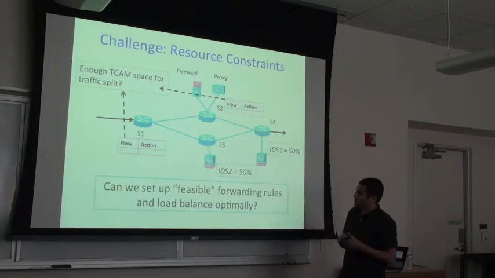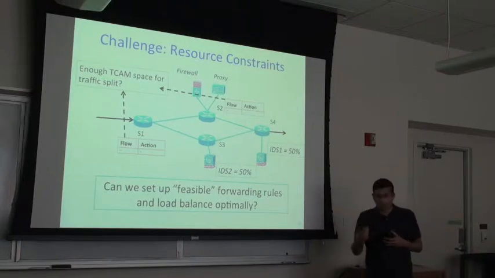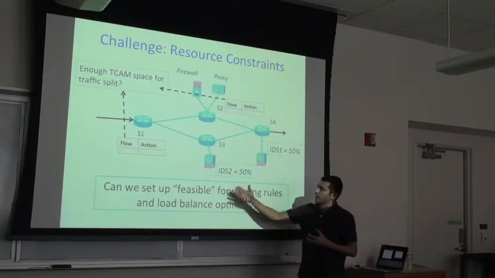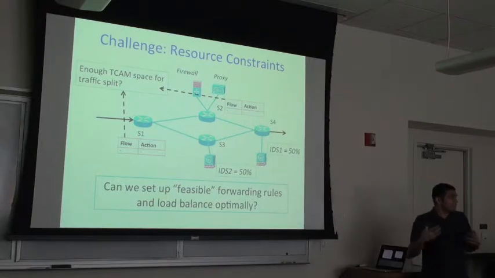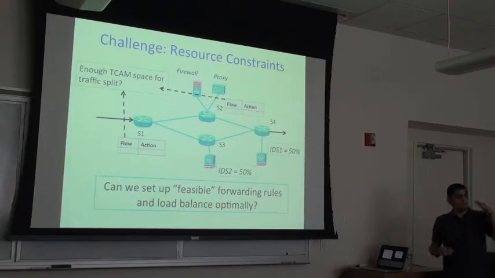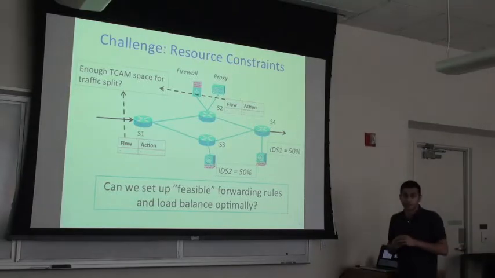So the challenge here is, can we actually do this load balancing in a near optimal fashion, but at the same time not violate the resource constraints of the switches? So in some sense, you have this joint problem where you have to deal with switch constraints as well as your middle box constraints.